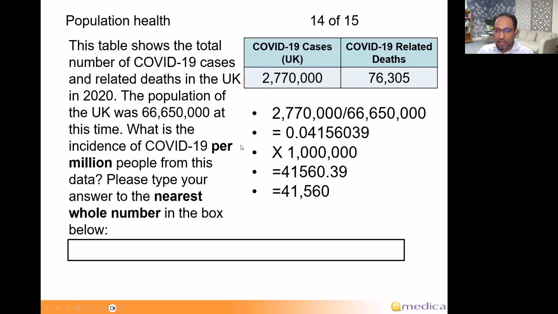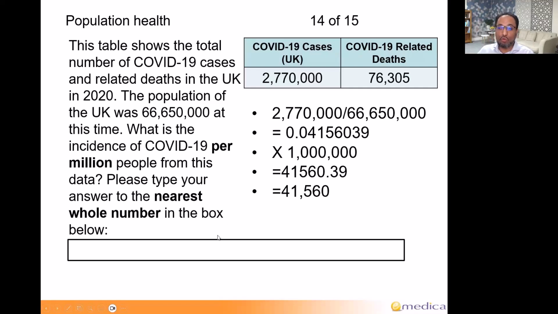Now, because it's asking for a rate, incidence per million, the last step is to take this number and multiply it by a million, which gives us 41,560.39. But it's set to the nearest whole number. To get the nearest whole number, after the dot we just look at the first digit. If this digit is a 0, 1, 2, 3, or 4, then the nearest whole number is this number. You just stop there. If this digit was a 5 or higher, you'd add 1 to this number. You would go to 41,561 if this was 0.5 or higher.